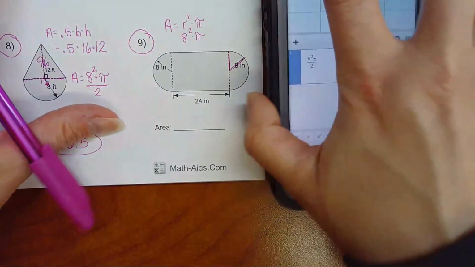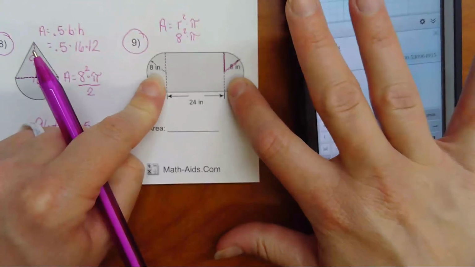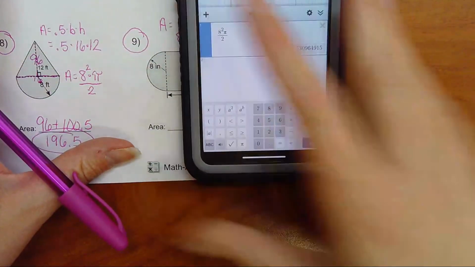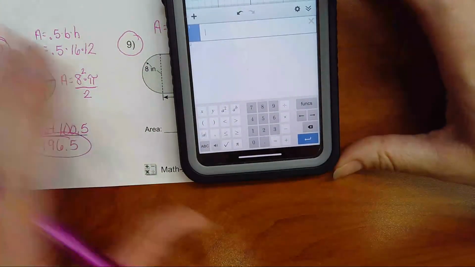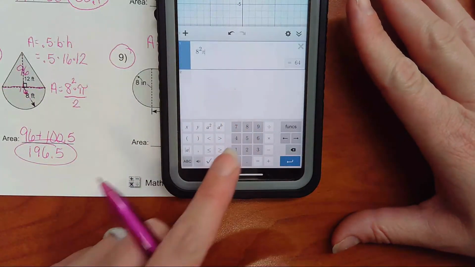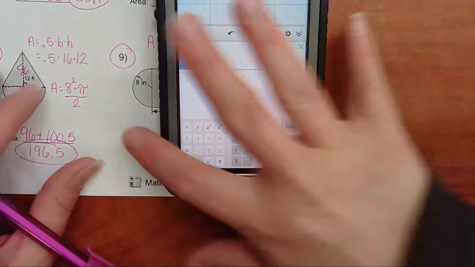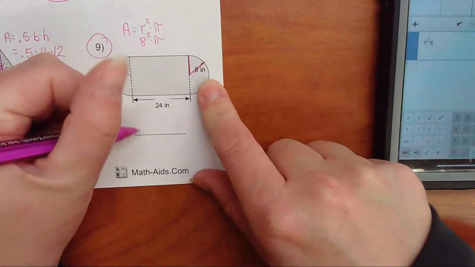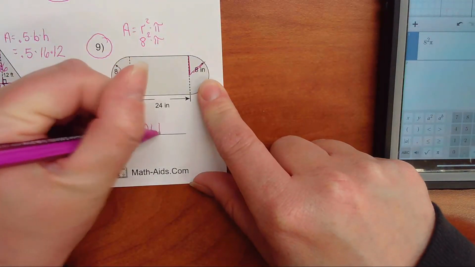So for the circles, semicircles, or the whole circle, we're going to do 8 squared, oh, I just did that in the last one, oops. So 8 squared pi, we get 201.1, and that takes care of both of these. So that chunk is all good to go.